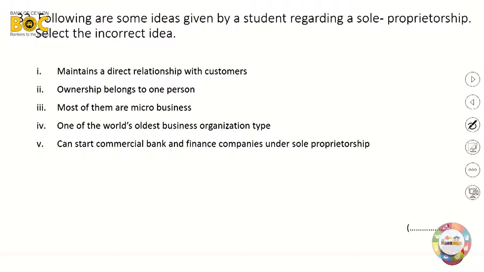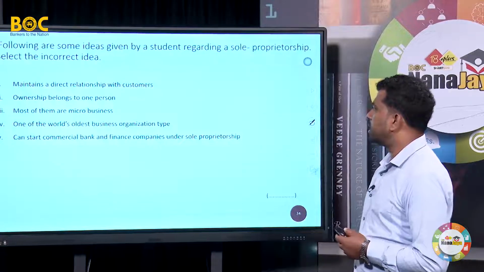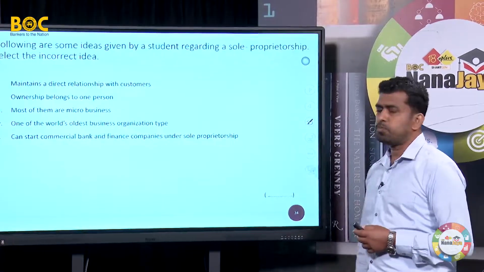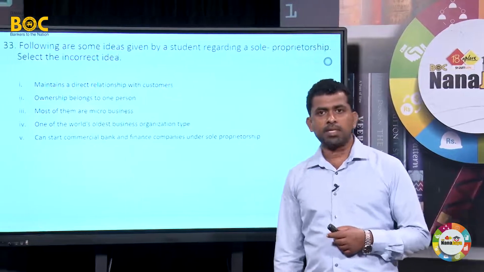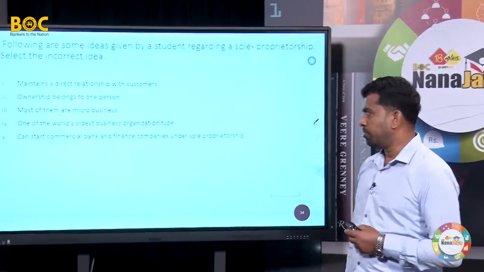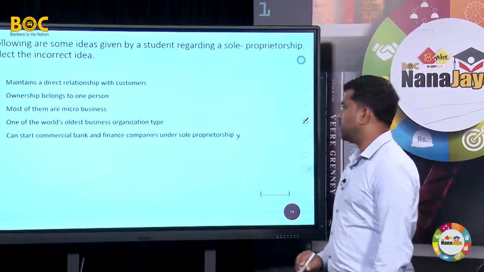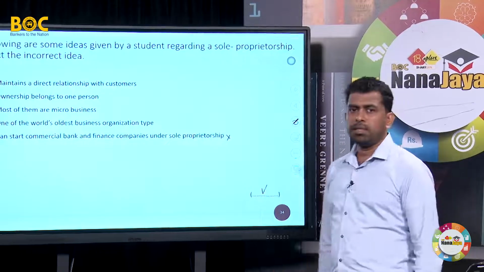One of the world's oldest business organizations. This is the oldest business organization in the world. Can start commercial banks and finance companies under sole proprietorship. It is prohibited to start up financial companies and commercial banks as a sole proprietorship. So the incorrect statement is the fifth one. So we have to select it as the correct option of question number 33.